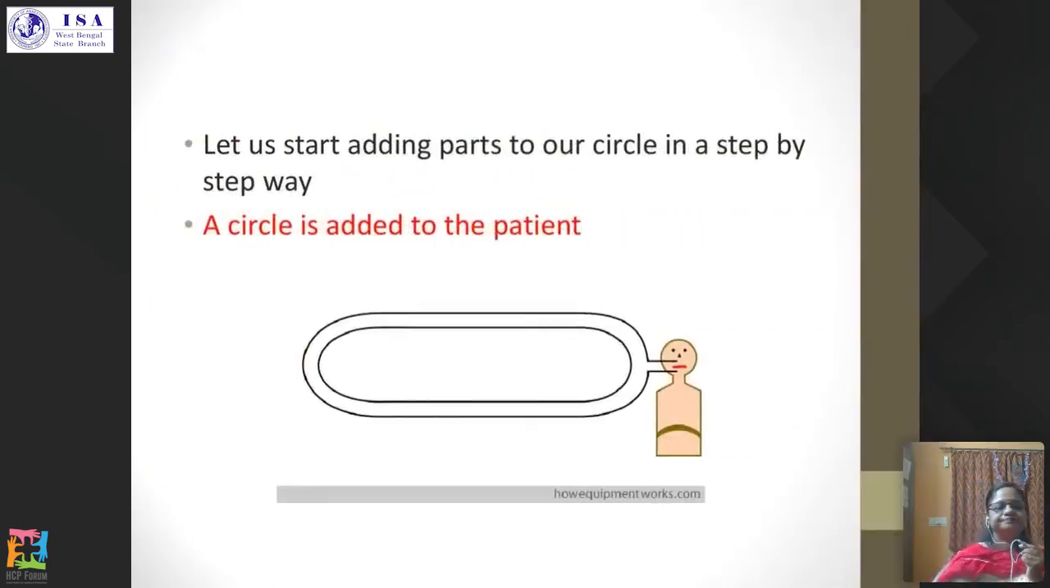Now, let us start adding parts to our circle in a step-by-step way. A circle is added to the patient. This is a circle, the breathing circuit. It is added.